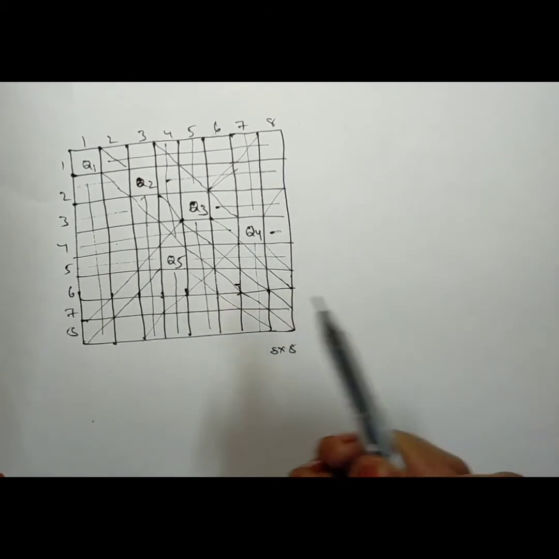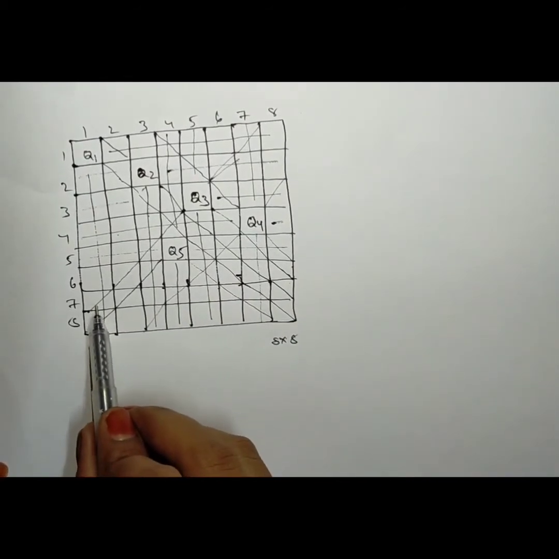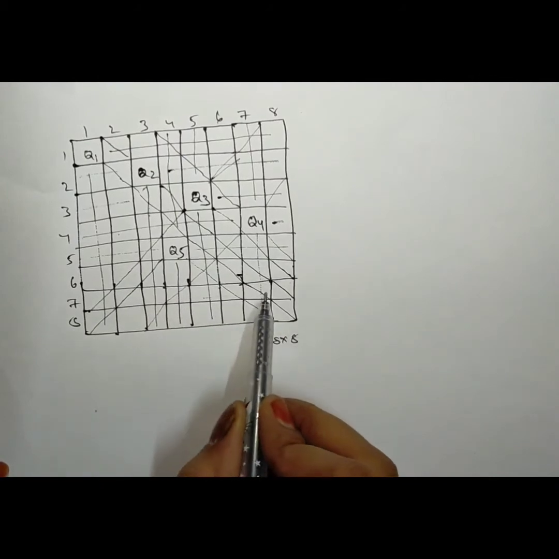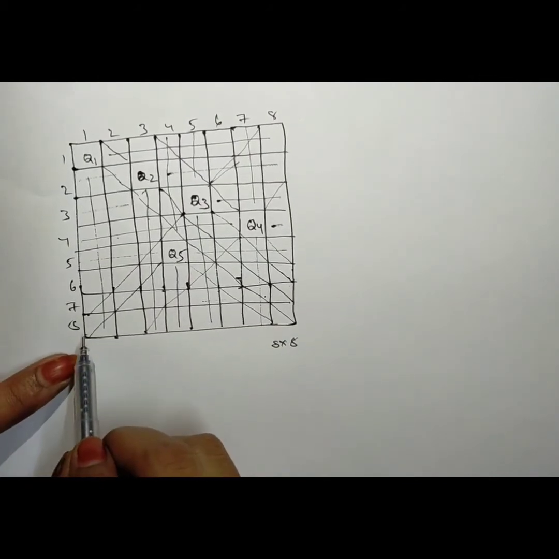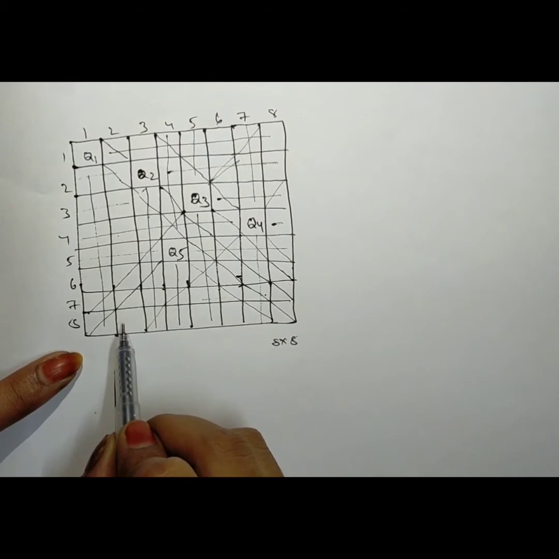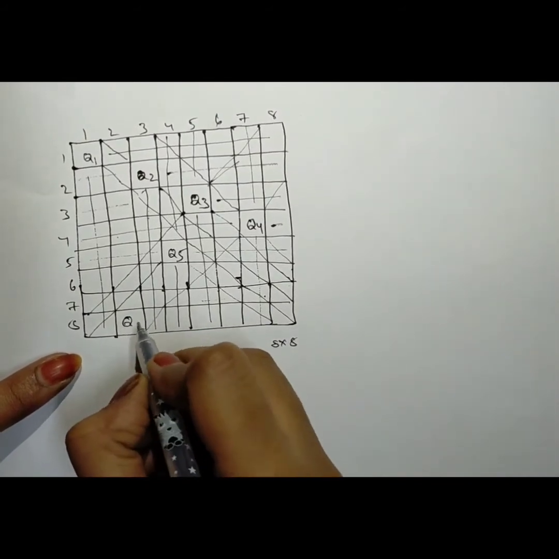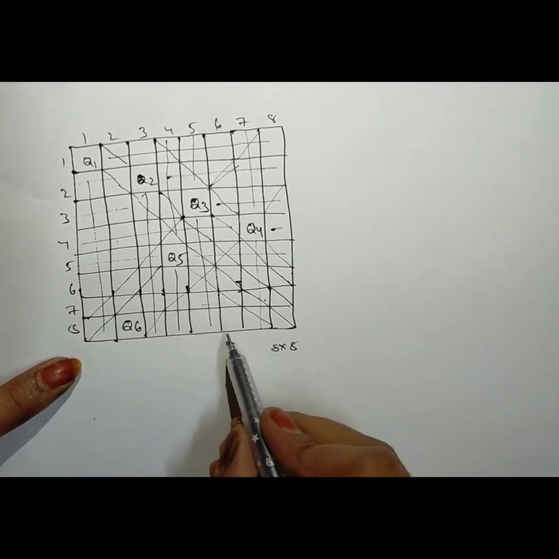Here I am checking in this row. Here also there is no possibility left. Now I am checking in this row. Here in this row you can place the 6th queen. You can place here or you can place here.